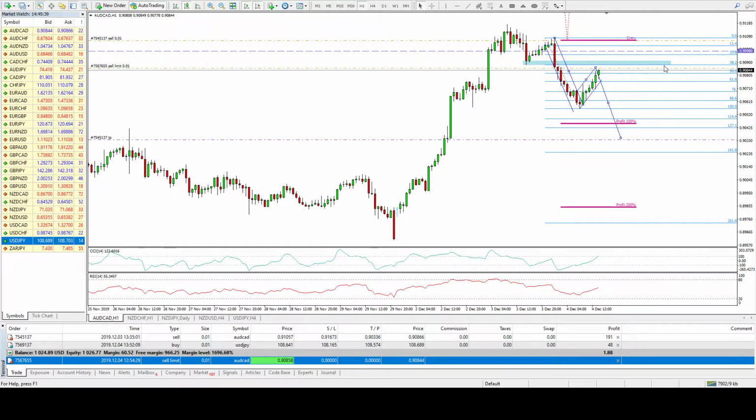So if it breaks through this, above here is my stop loss. So, we'll see. We will see.